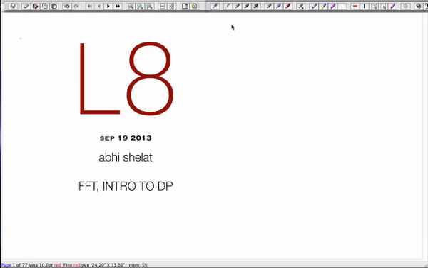So, about class today, we're going to continue with the fast Fourier transform, a very elegant, interesting algorithm that has many practical applications. First thing I want to do, though, is talk a little bit about the homework.